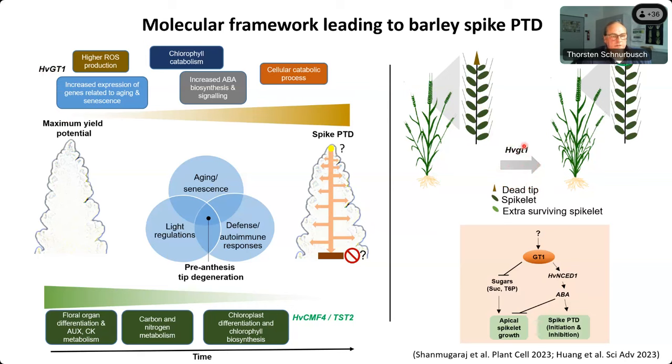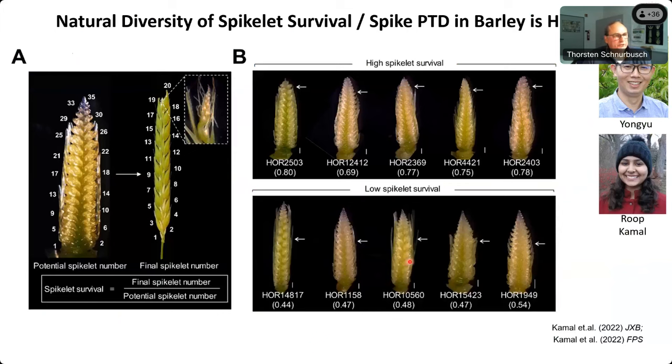And the GT1 mutant in barley actually produced here, you can see it, more extra surviving spikelets. However, the effect was not that strong that these spikelets were producing any additional grains. However, it was quite clearly confirmed that GT1 has this suppressive function in terms of spikelet growth in the apical part of the spike. Okay, these are in particular things which have been published.